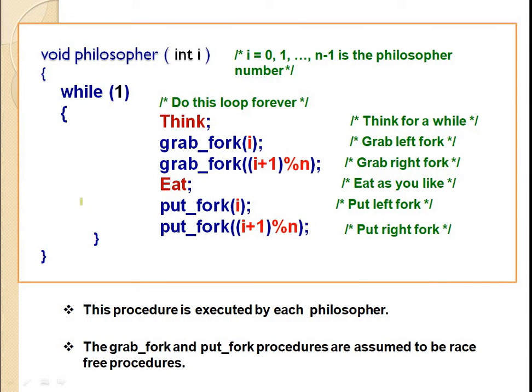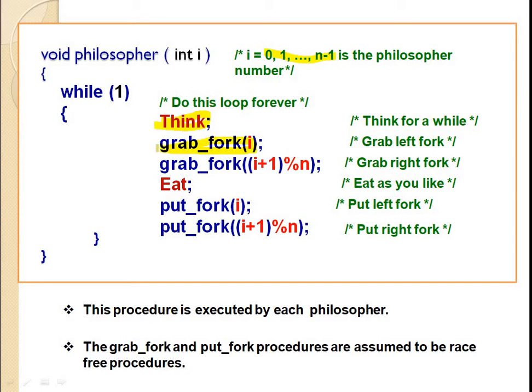Here is one scenario for a philosopher i, where i can be 0, 1, 2 up to n minus 1, the philosopher number. While 1, that means while true, loop forever. First, it is in thinking mode, and it will try to change mode and move to eating mode. So first, it will grab the left fork.